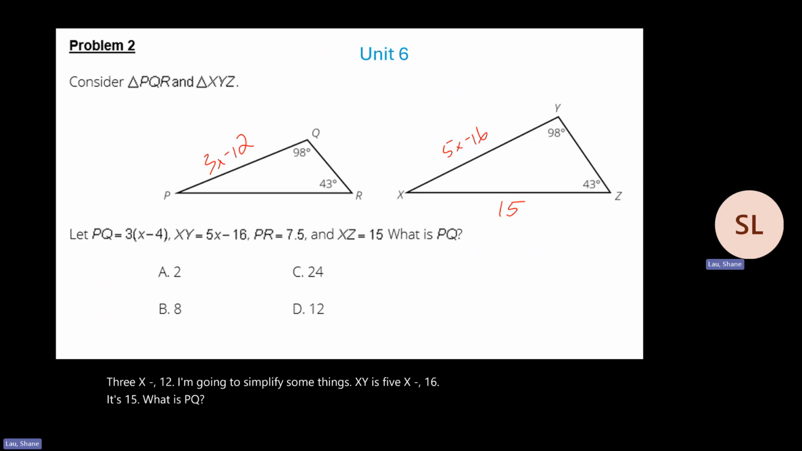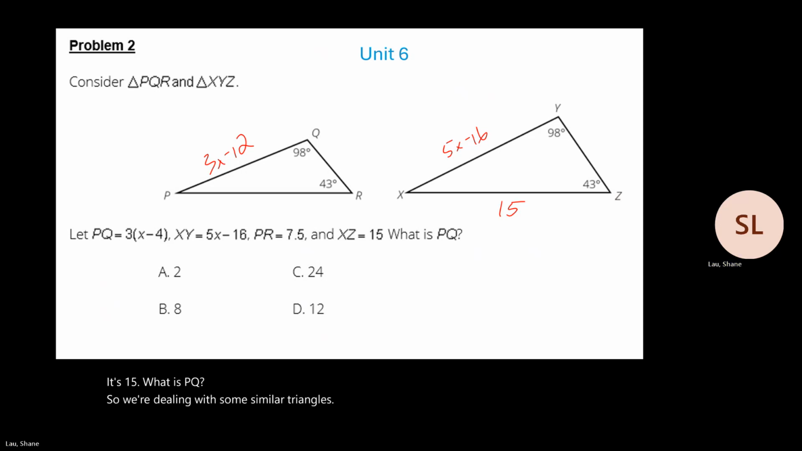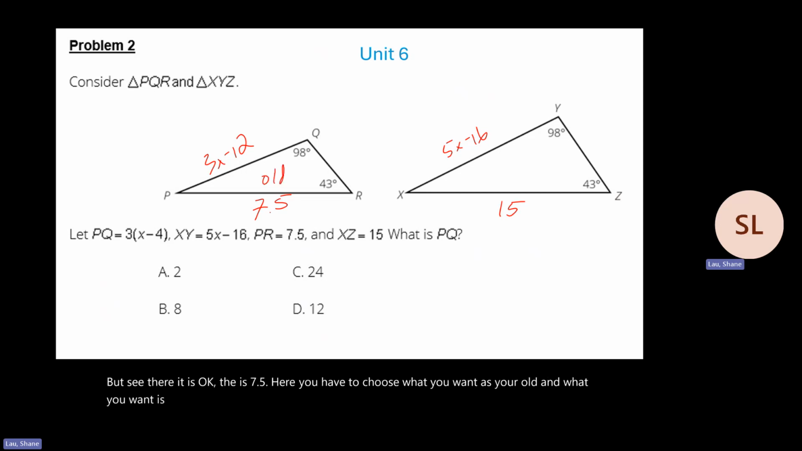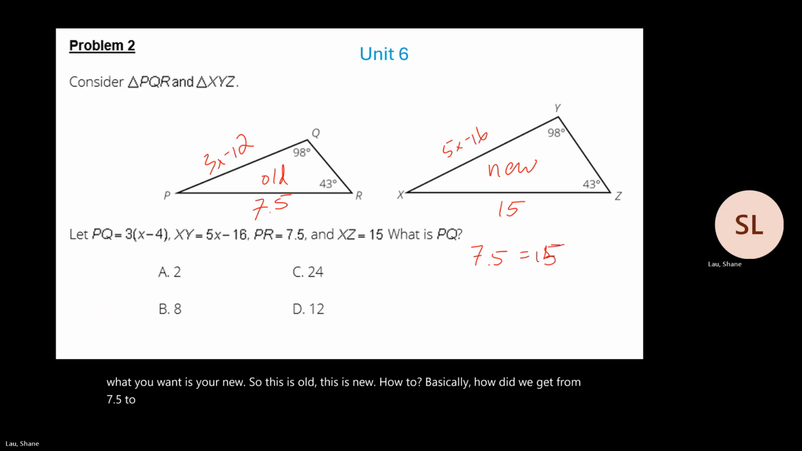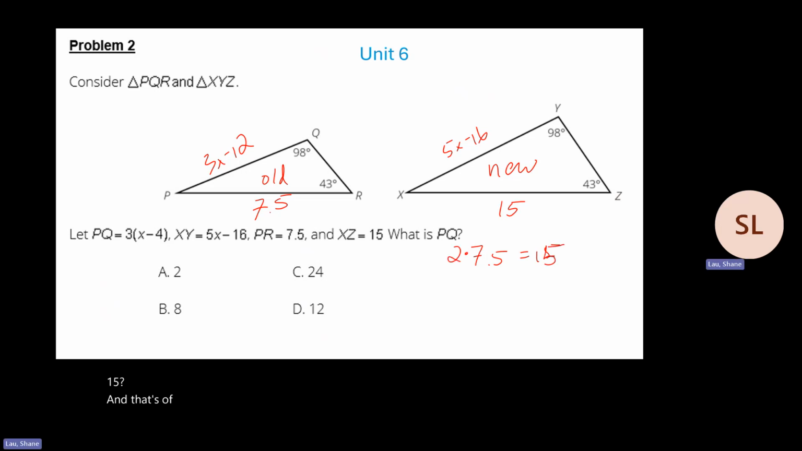So we're dealing with some similar triangles. The PR is 7.5. Here you get to choose what you want as your old and what you want as your new. So this is old, this is new. How did we get from 7.5 to 15? And that's of course going to be multiplying by 2.